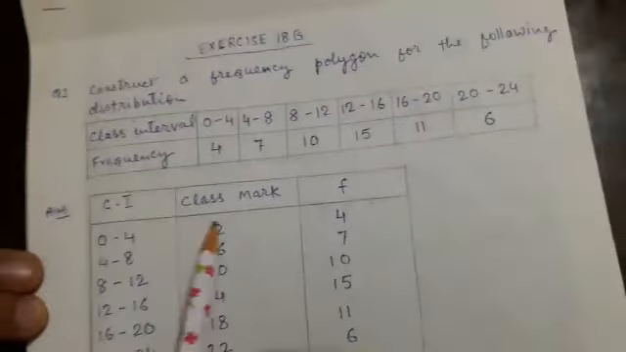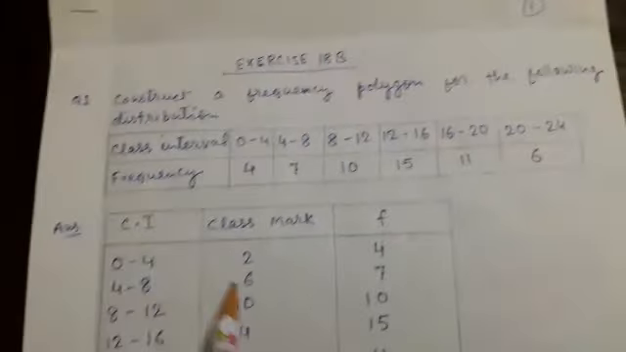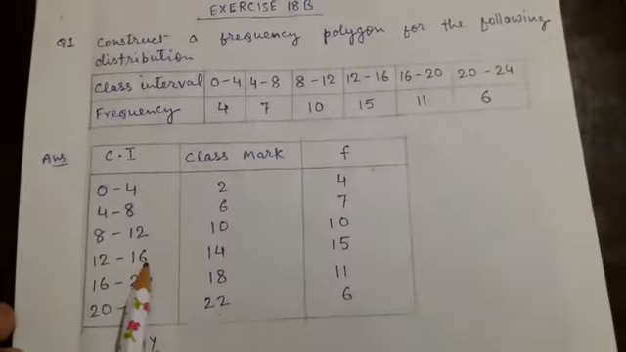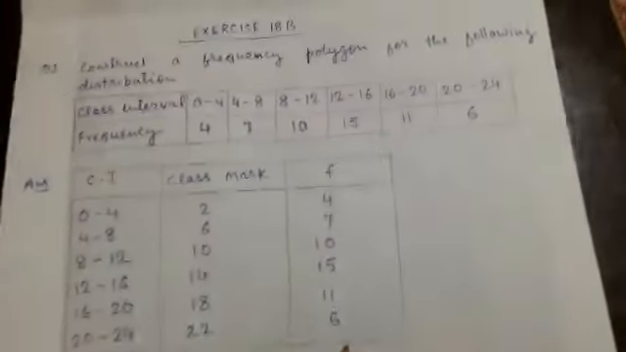Now let us find out the class mark. Class mark is the mid value of each class interval. How will you find out the class mark? By adding both the upper limit and the lower limit and then dividing by 2. So 0 plus 4 is equal to 4, divided by 2 is equal to 2. 4 plus 8 is 12, divided by 2 is 6. 8 plus 12 divided by 2 is 10. 12 plus 16 is 28, divided by 2 is 14. Similarly 18 and 22 are the class marks of the remaining class intervals. Now frequency we will write down as it is given in the question.